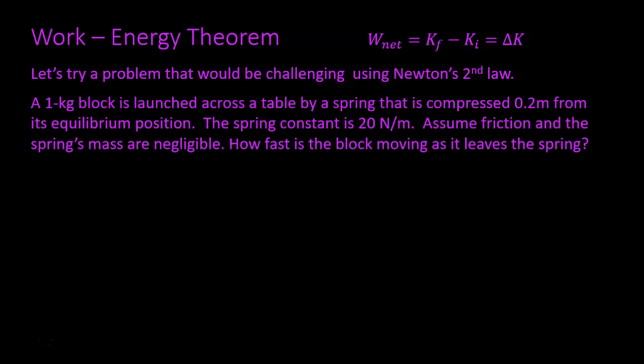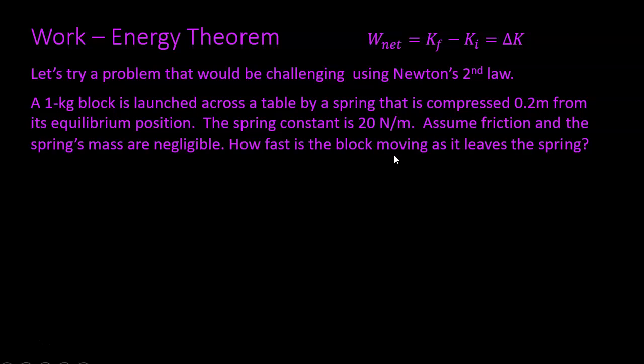In this scenario, we have a 1 kilogram block that's launched across a table by a spring that's compressed 0.2 of a meter from its equilibrium position. The spring constant is 20 newtons per meter. We're going to assume friction and the spring's mass are negligible. How fast is the block moving as it leaves the spring?